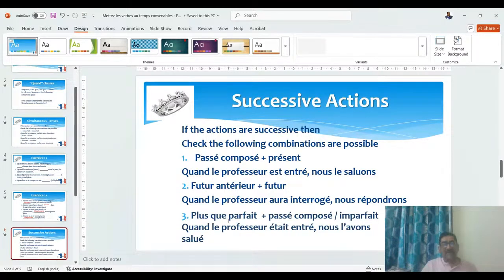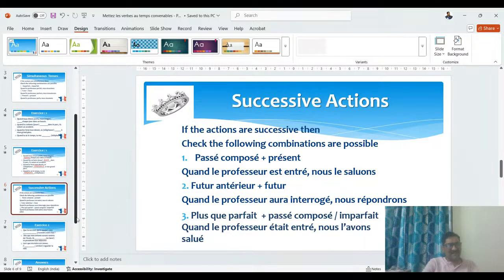And then future anterior future, this is easy to recognize. Whenever quand is given and you have a verb in the future, it will be in future anterior only. Whenever quand is given and passé composé or imparfait is given, the other verb will be plus-que-parfait. They never ask simultaneous verbs. They usually ask successive action only. So it's very easy to recognize it.